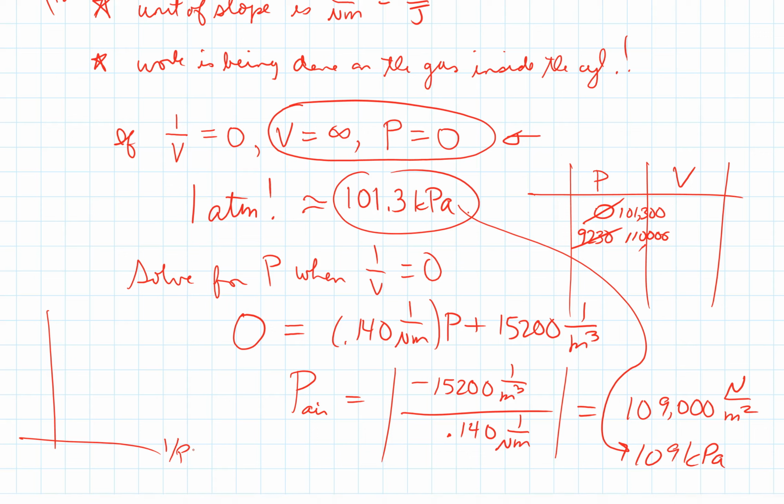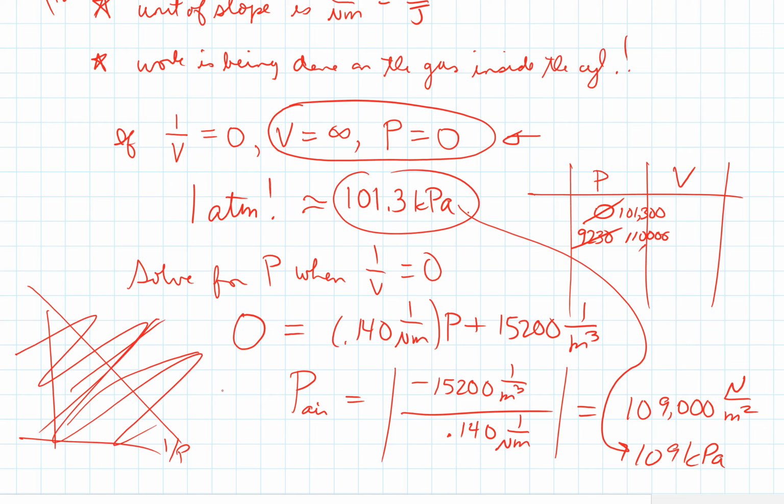So 1 over P would be way, way, way bigger than what it's supposed to be. And you actually get a curve when you do that, not a straight line. Okay, so that's why we didn't do that. I'll just forget we ever saw that. Okay, that's the first thing. This is how we find the air pressure in the room.